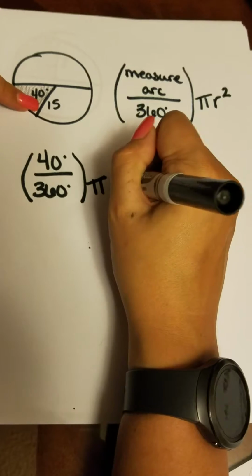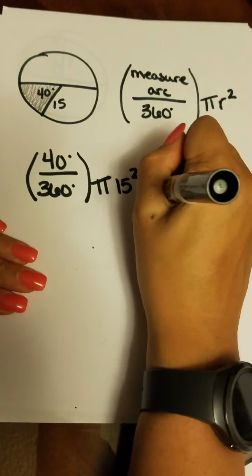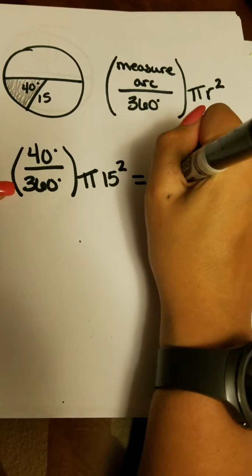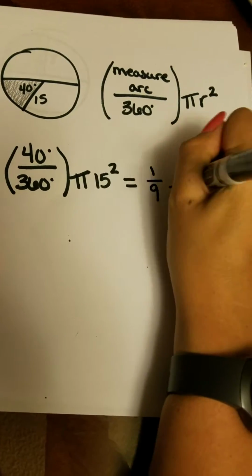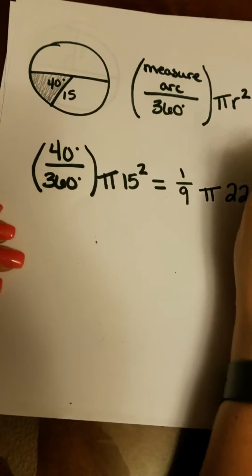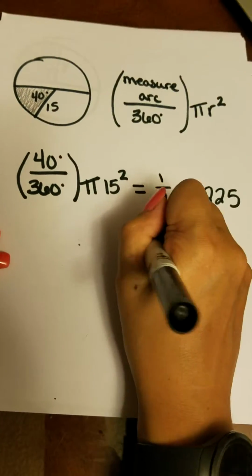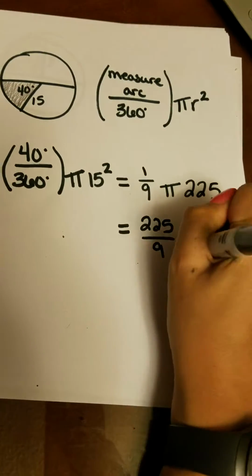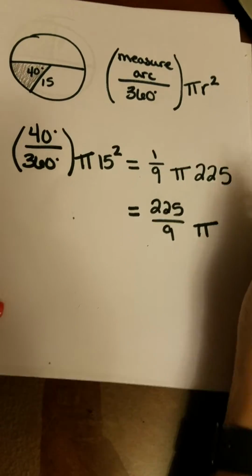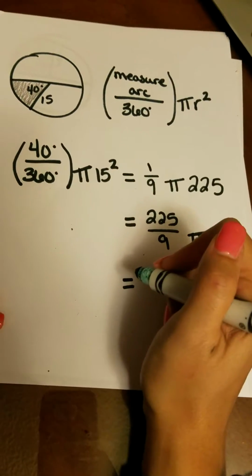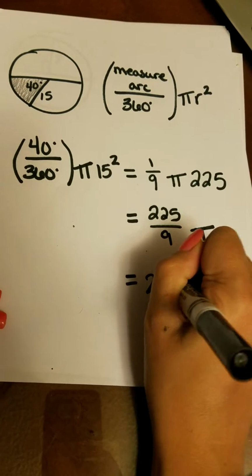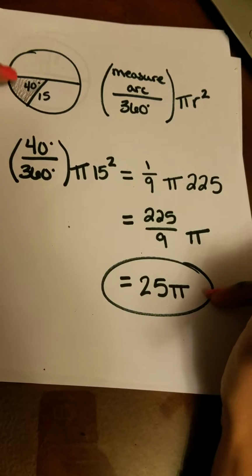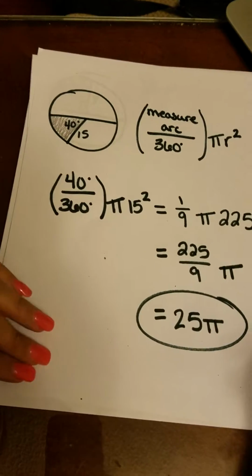Our radius is 15, squared. We can reduce 40 over 360 to 1/9. We have pi, and 15 squared is 225. We can reduce this further to 225 divided by 9 times pi, and 225 over 9 reduces to 25 pi. And this is the exact answer for the area of this sector.